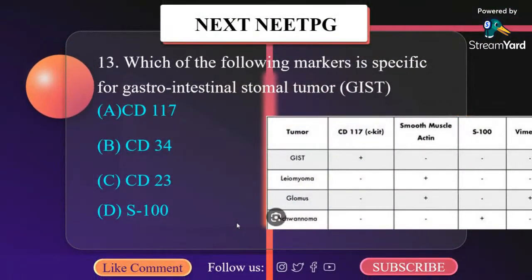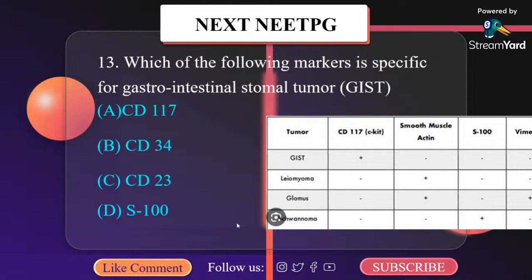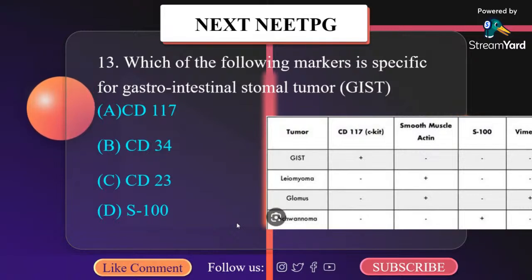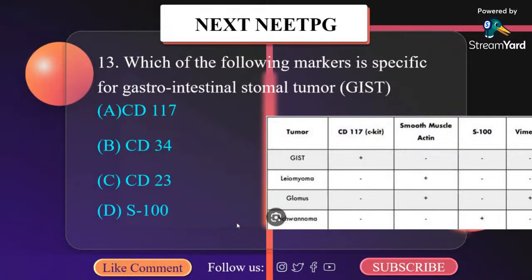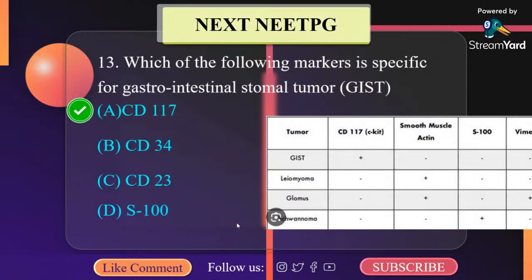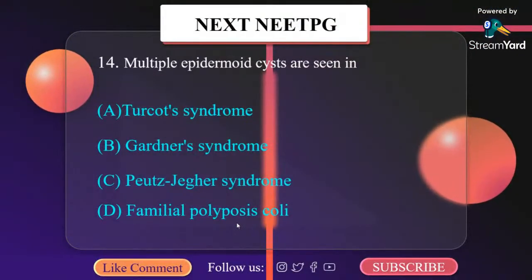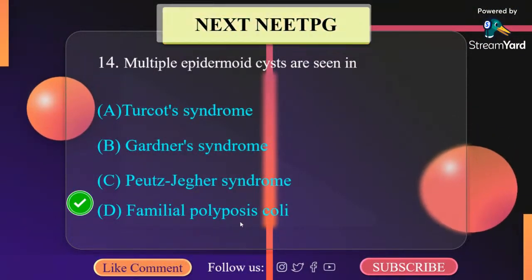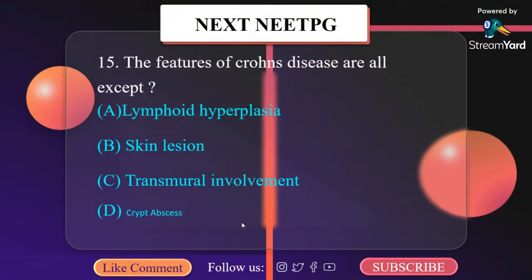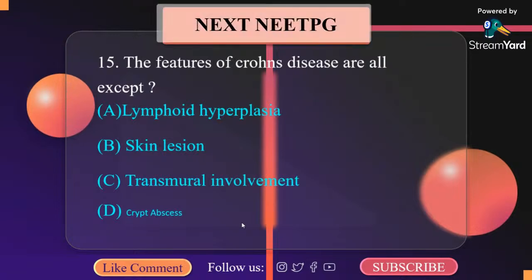Which of the following markers is specific for gastrointestinal stromal tumor? From the table you can see CD117. So the correct option here is CD117, specific for gastrointestinal stromal tumor. S100 is specific for schwannoma, vimentin for glomus tumor, smooth muscle actin for leiomyoma and glomus tumors. Multiple epidermoid cysts are seen in familial polyposis coli. The features of Crohn's disease are skin lesion, transmural involvement, crypt abscess, except lymphoid hyperplasia.